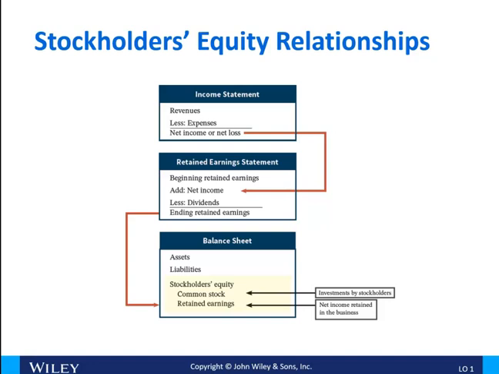When we talk about stockholders' equity relationships, the income statement is made up of revenues minus your expenses to get a net income or net loss. So as long as revenues are more than the expenses, you have net income. If expenses are more than revenues, you'll have a net loss. That net income or net loss goes into the retained earnings statement, which takes the beginning retained earnings plus the net income, or if it's a net loss, you would subtract the net loss, and then subtract the dividends, and you get ending retained earnings, and then ending retained earnings is part of stockholders' equity.